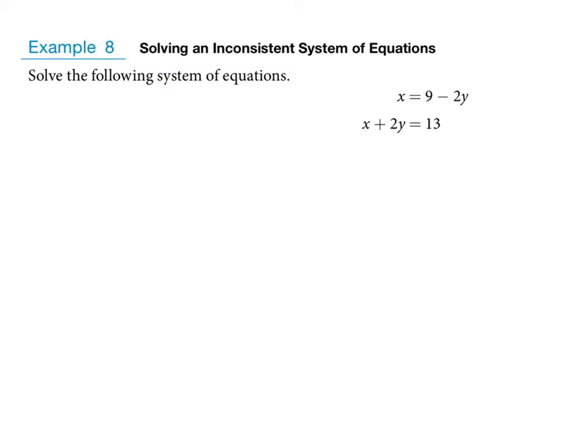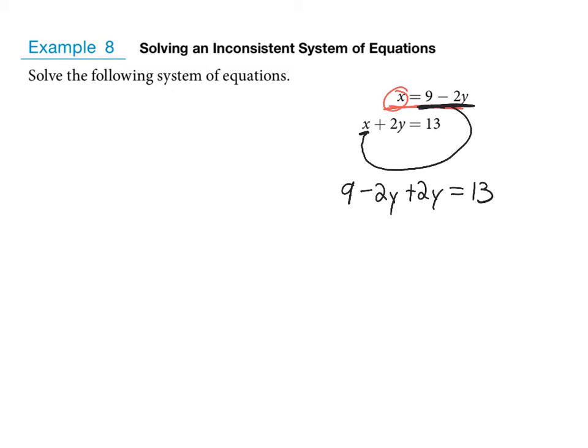So if we work this one by substitution, if you notice, we've already got one equation that's solved for one variable. Okay, so I'm going to use that to my advantage, and I'm going to take the 9 minus 2y and plug that into the other equation for x. That's our second step, since we don't have to really do the first step here. That's going to give me 9 minus 2y in for x, plus 2y is equal to 13.